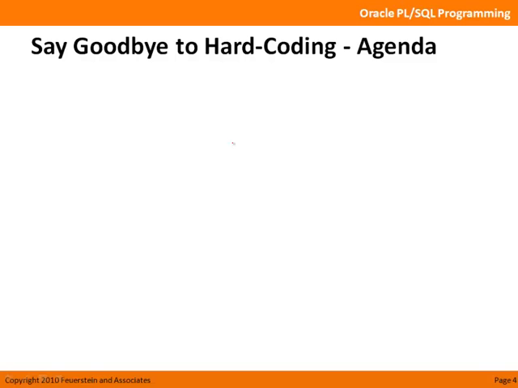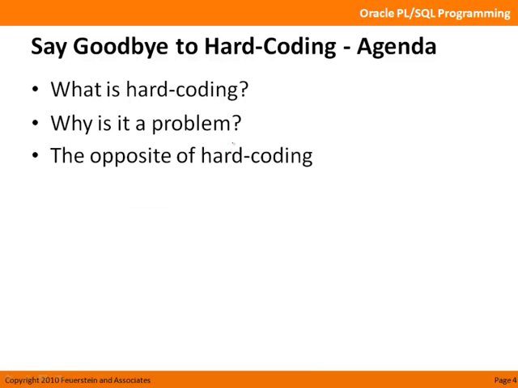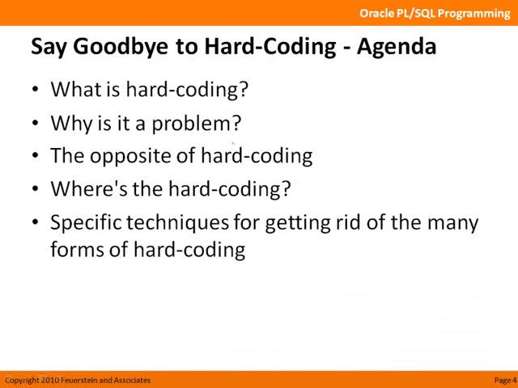Let's dive in and talk about the agenda for the Say Goodbye to Hardcoding series. First, I'm going to talk about what constitutes hardcoding. Then we'll take a look at why it's a problem. I'll talk about the opposite of hardcoding. Then we'll take a look at identifying where the hardcoding can appear in your code, because one of the biggest challenges I think we all have is even recognizing what all the different circumstances of hardcoding are. Then we'll look at specific techniques for getting rid of the many forms of hardcoding in the subsequent lessons in this series.